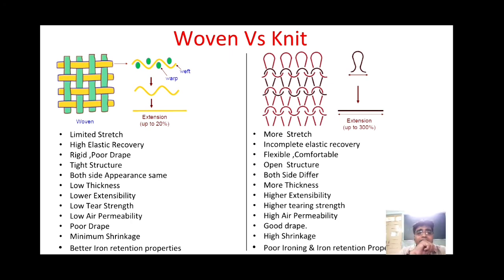Whereas in the case of knitted fabric, the structure is very open and whatever stresses are generated in the knitting machines, when we dip this fabric into water, the entire fabric is going to shrink. So shrinkage is very much higher in the case of knitted fabric. The shrinkage is very limited in the case of woven fabric.